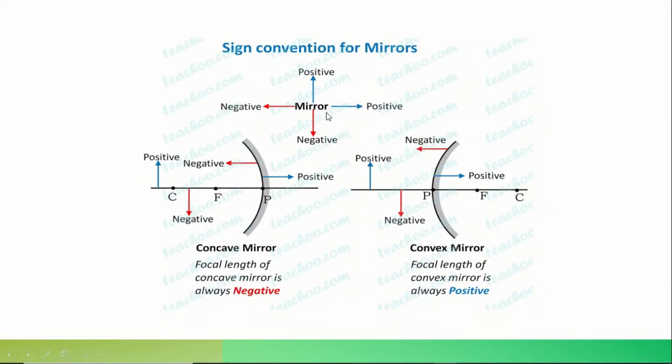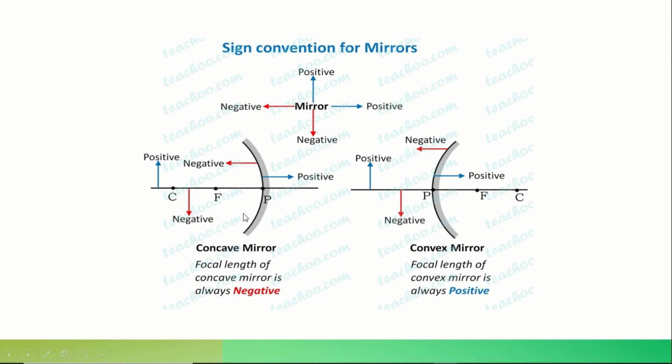So if this is the convex or concave mirror, whatever is above the principal axis and on the right hand side of the mirror is taken as positive. Keep it in mind. And below the principal axis and on the left hand side of the mirror is taken as negative. Left hand side is negative, right hand side is positive. The upper portion, the north portion, is positive and the south portion is negative.